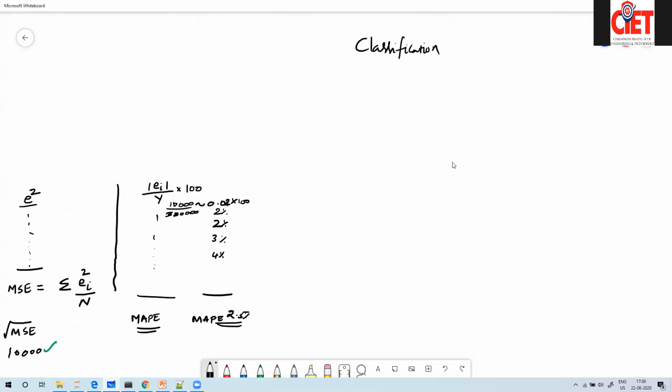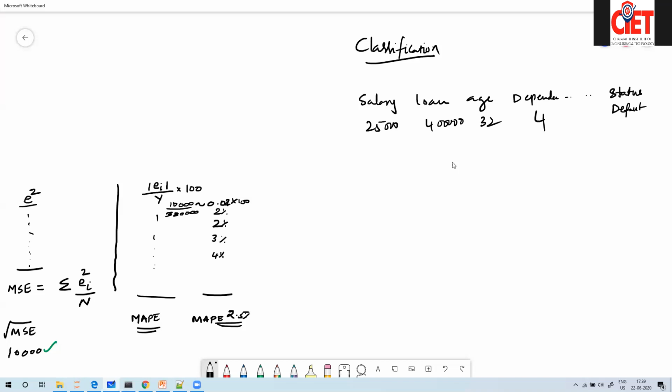Now, what is classification here? Let's say someone is taking a loan from a bank. What is the salary of this person? What is the loan amount? What is the age of this person? Number of dependents, etc. A few more, and whether the person is going to default on the loan or not. So there would be historical data which says salary is 25,000, loan is 4 lakhs, age is 32, dependents 4, and this person has defaulted. Another person: salary is 32,000, loan is 2 lakhs 50,000, age is 28, dependents 3, and non-defaulted, right?